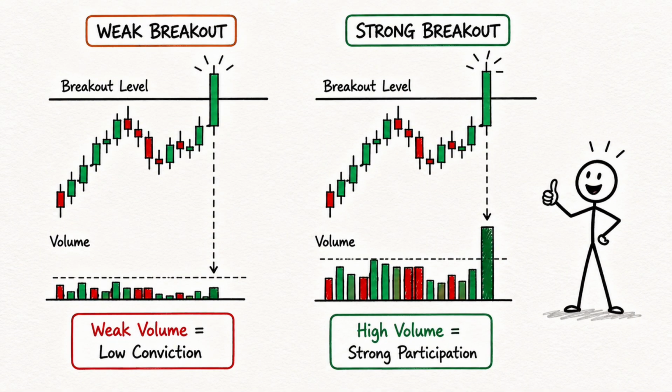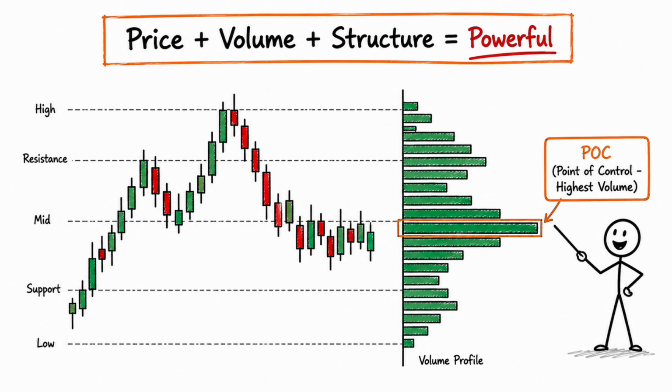Now let's answer another important question. How much activity is behind the move? That's where volume comes in. A price breakout on very weak activity may be less convincing than a breakout accompanied by strong participation. OBV combines price direction and volume into a cumulative measure. Volume profile gives you a different perspective by showing how much trading occurred at different price levels.